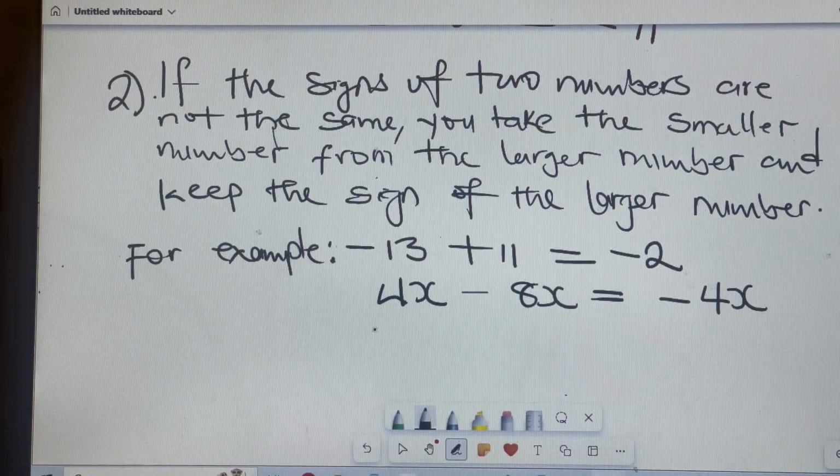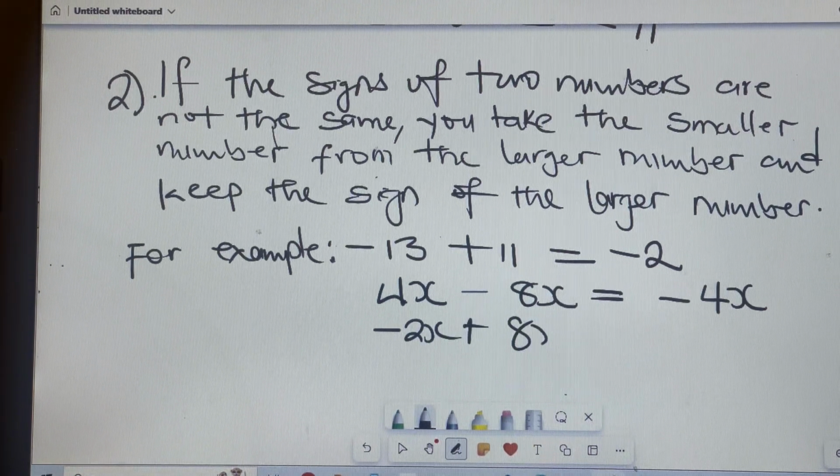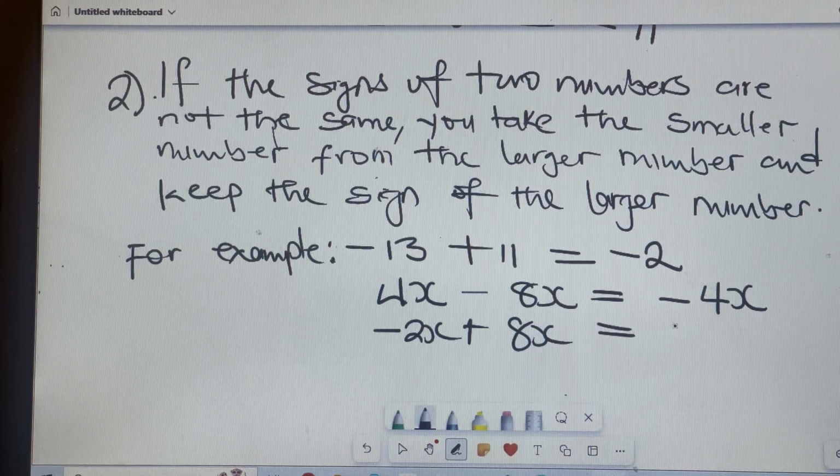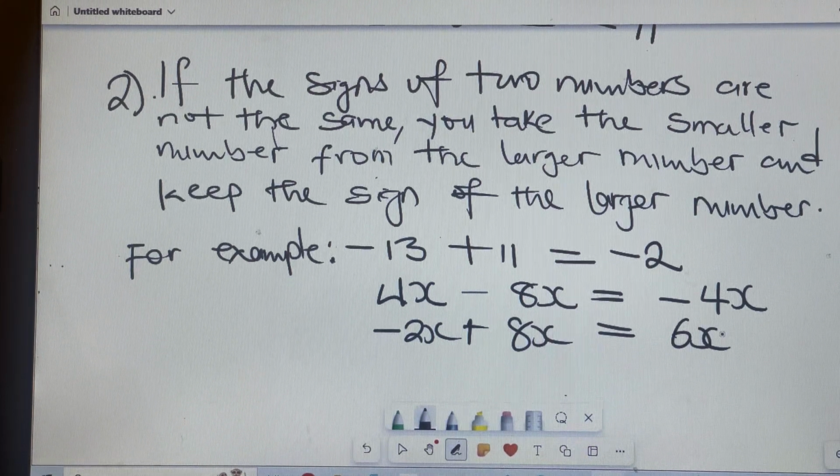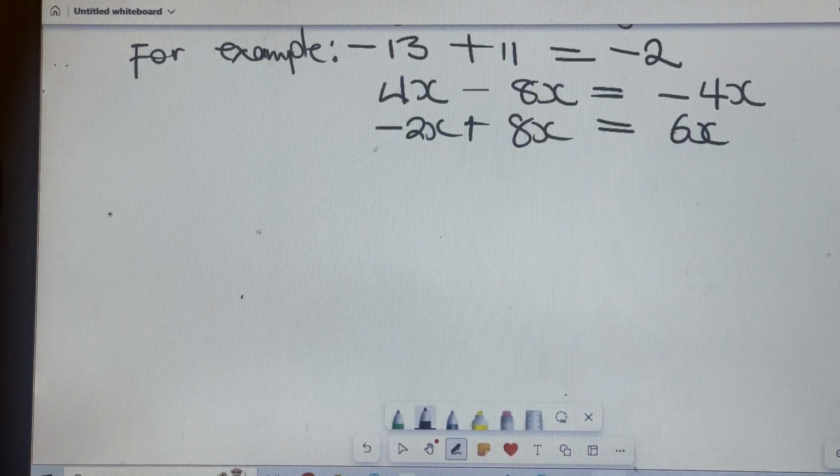Another example, negative 2x plus 8x equals 6x. So what you just do is say 8 minus 2 gives us 6. So the larger number has a positive sign. Now we got the answer. So we're gonna now look at rules for multiplication or division.